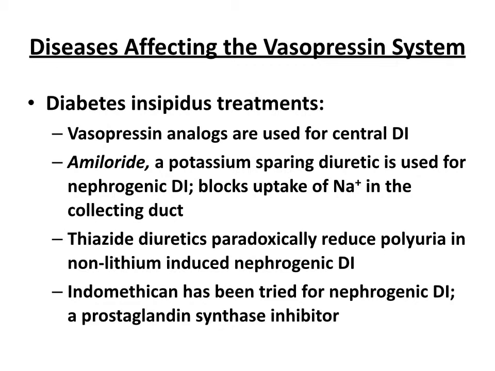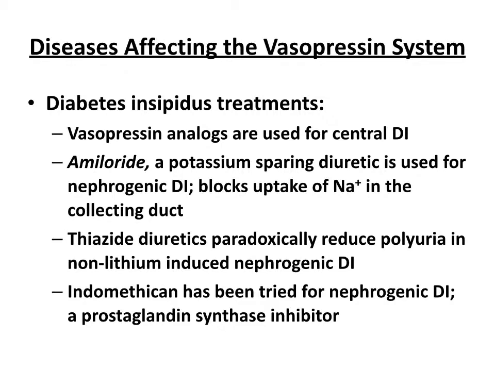Okay, in terms of treatments for diabetes insipidus, if somebody isn't making vasopressin properly, you can give them a vasopressin analog. You can also give them amiloride, which is a drug we'll talk about several times in this course, but it's a potassium-sparing diuretic. It's used for nephrogenic diabetes insipidus. And among other things, it blocks the reuptake of sodium in the collecting duct. Thiazide diuretics, so when you're blocking the reuptake of sodium back up here in the collecting ducts, essentially you're mainly reabsorbing water, so you're getting an increase in water there.